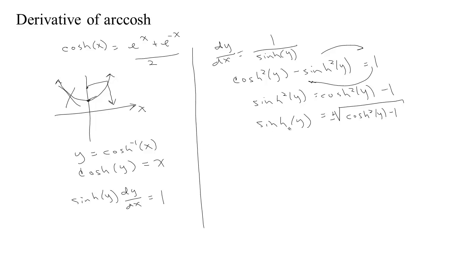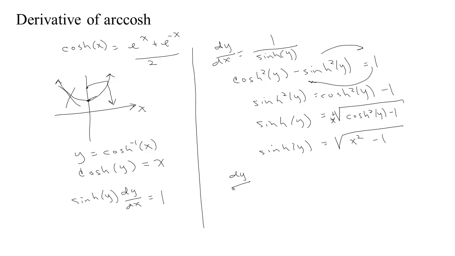But since we know that if we're going to do this, the y value, the inverse function's got to be over here, we know that y is actually positive, and if y is positive, the sine is positive, so we know that it needs to be the plus sign. So the sine of y is the square root of the cosine squared of y minus 1, but the cosine of y is x, so that's the square root of x squared minus 1.